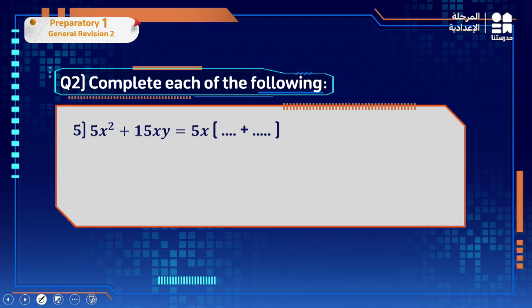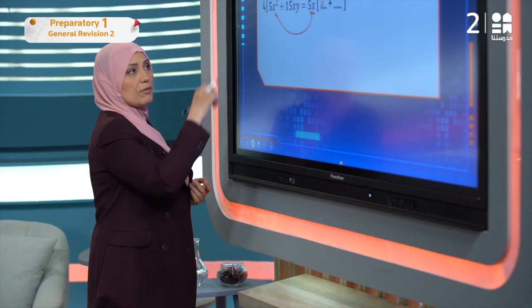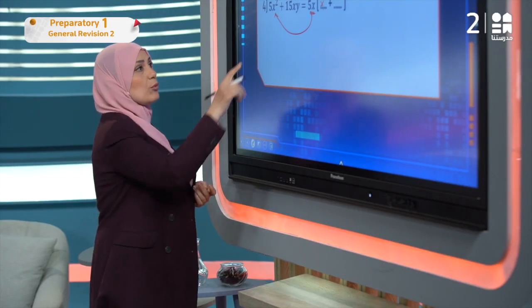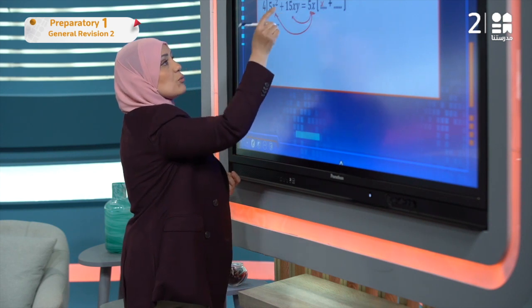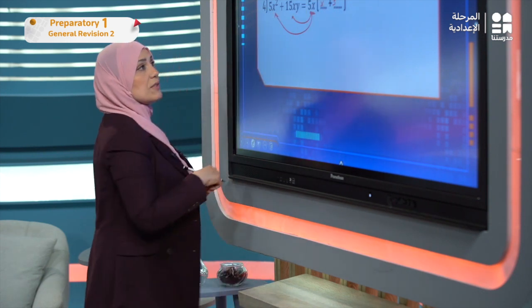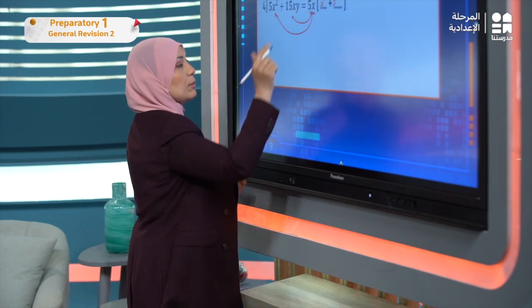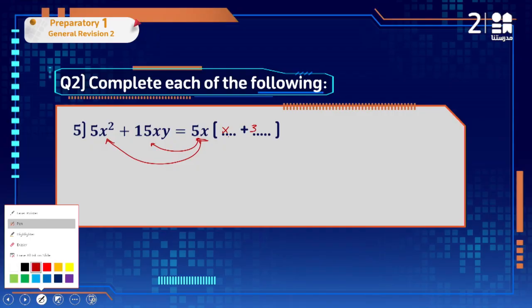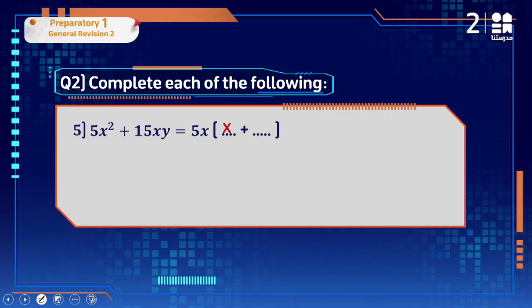5x squared plus 15xy equals 5x times what? Here we have 5x. I need to multiply it by a number to be 5x squared. 5 times 1 is 5. Then x times x is x squared. So the first missing term is x. What about the second? 5x times what will give us 15xy? 5 times 3 is 15, and here we need to multiply by y. So the missing expression is x plus 3y.